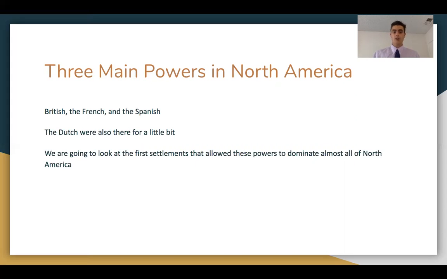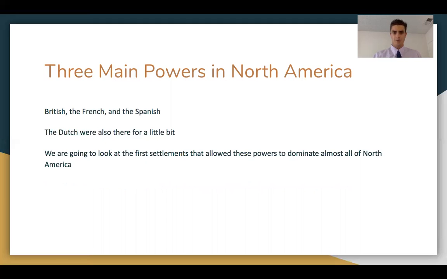And we are going to look at the first settlements that allowed these powers to dominate almost all of North America. We're going to look at the places they landed, why they landed there, and what those places looked like.